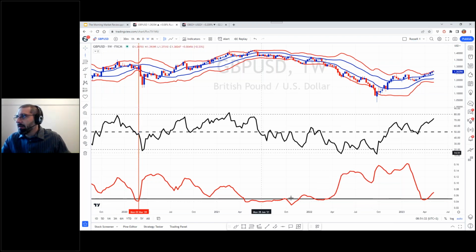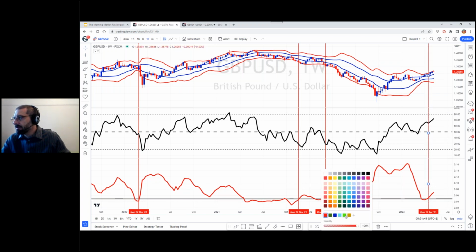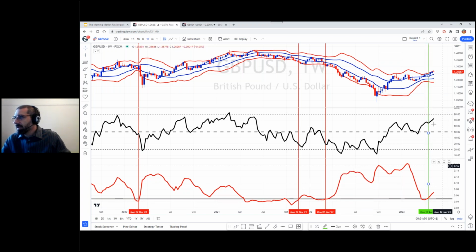It narrows and expands over here. Narrows and expands over here. Narrows and expands over here. This one I'm going to make green because this is the squeeze that's just resolved. Okay. Now, if you take a look at the previous three, there are common signals here.